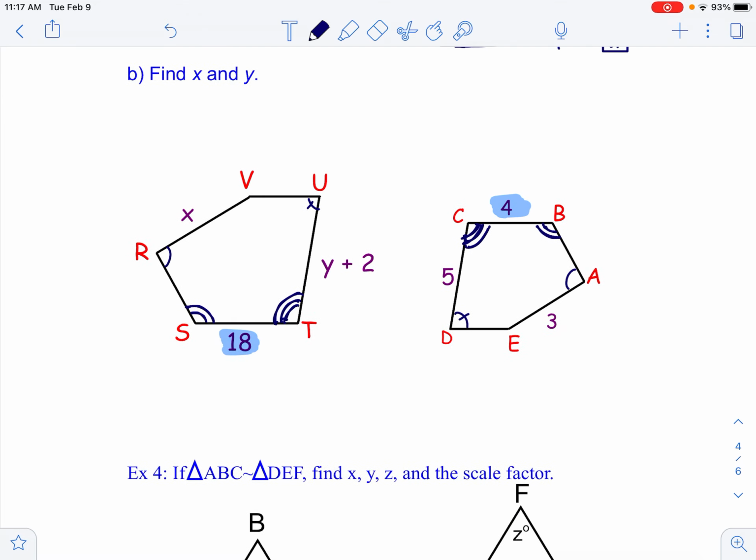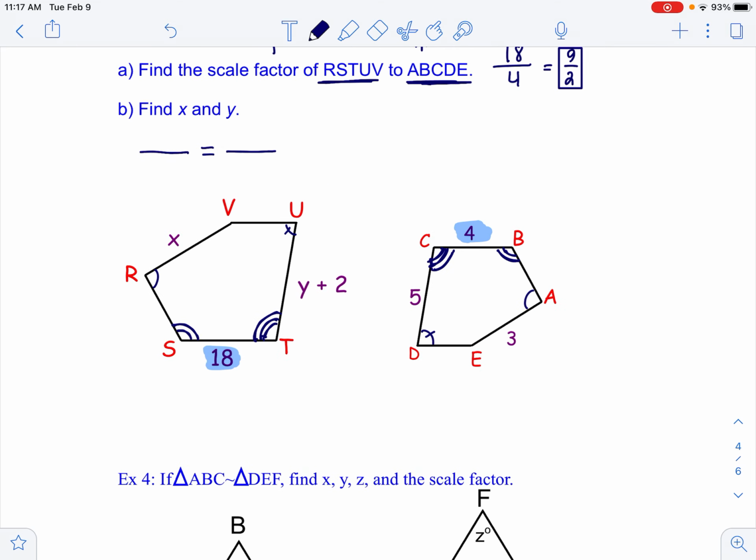All right, next you have to find x and y. So what we're going to do is use that scale factor. It could be simplified or not. It does not matter. You're going to use that to help you make a proportion, cross multiply, and solve it. Whenever you're finding a variable in this section, most of the time you are going to do it by using a proportion. So we already know that we said 18 over 4. So 18 from the polygon on the left, 4 from the polygon on the right. 18 over 4 is equivalent to.